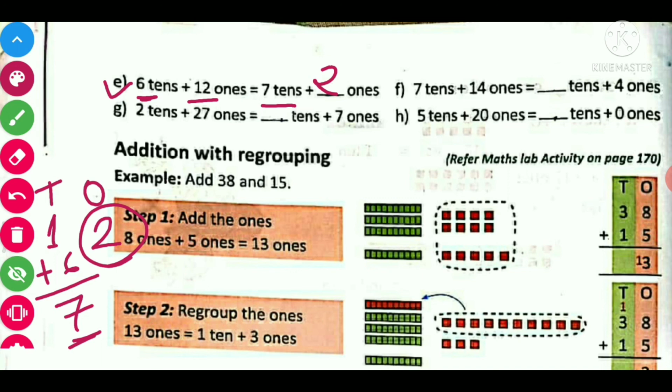Now this F, G and H you will do by yourself. And you have to do these things in your classwork copy.